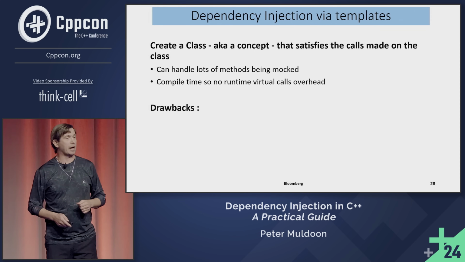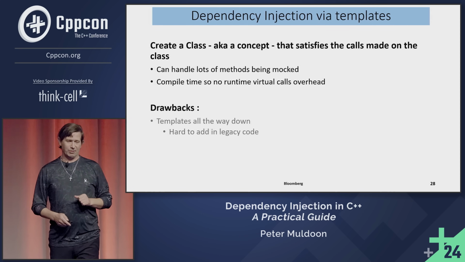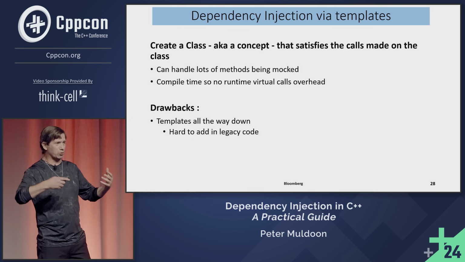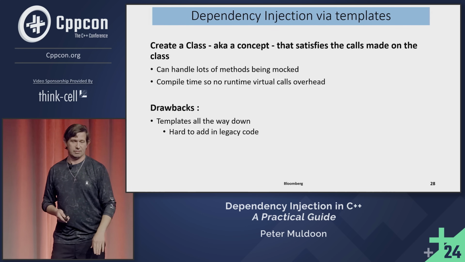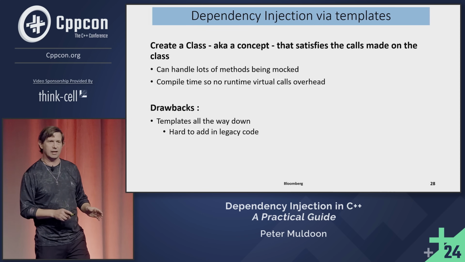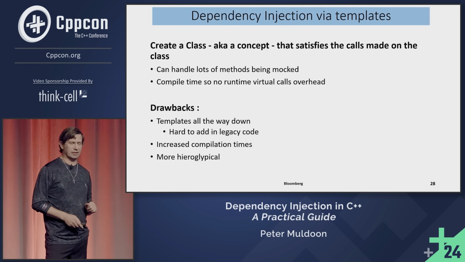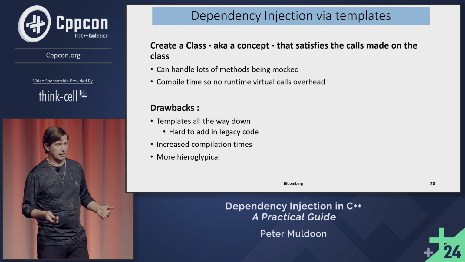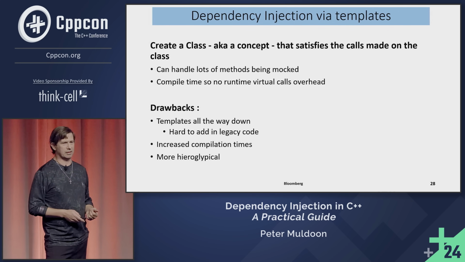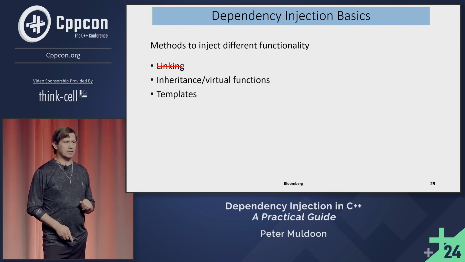Compile time. What are the drawbacks of templates? Surely there are no drawbacks with using templates, all right? Well, there are. When you bring templates into an older code base, it's like a kind of poisoning: templates have to go all the way down. Now you can mitigate that to some degree with CTAD and helper functions, but it only gets you so far. You get increased compilation times potentially. I don't worry too much about that. But overall, it can be more hieroglyphical. Templates are definitely harder to read. And that's templates.